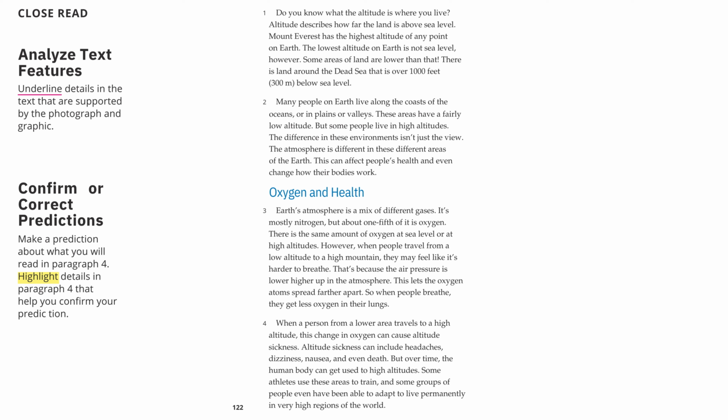Confirm or correct predictions. Make a prediction about what you will read in paragraph 4. Highlight details in paragraph 4 that help you confirm your prediction.